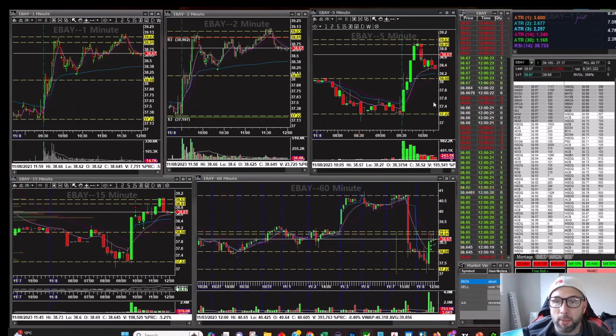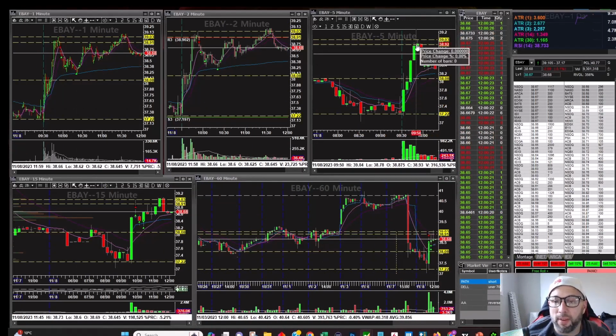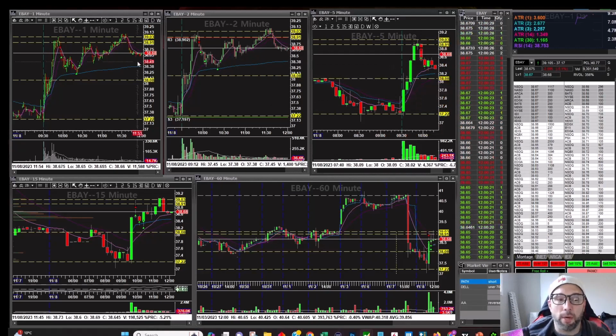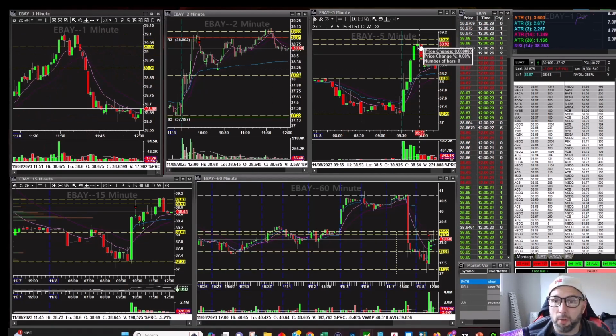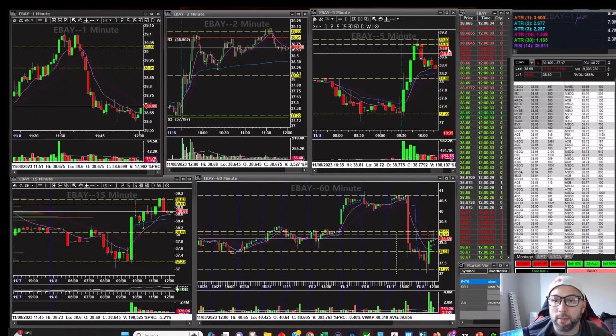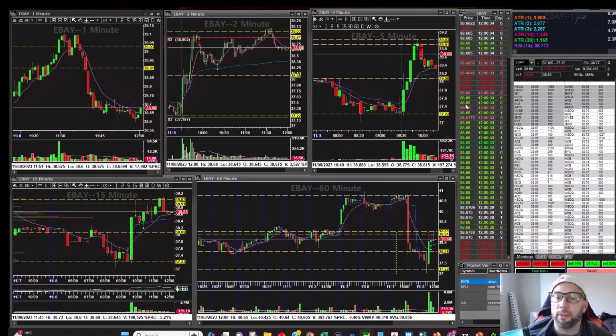But what I did like about this was we're 3-4 candles up on the 5 minute, so we're clearly extended. We're parabolic on the 5, and then it stalled at this level right here, which is 38.91 or 38.90. It did make it to $39.